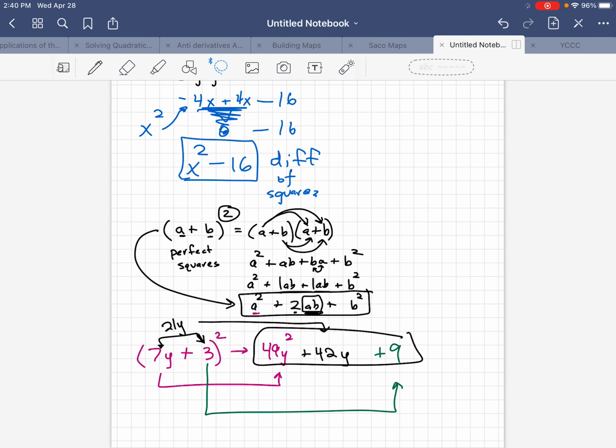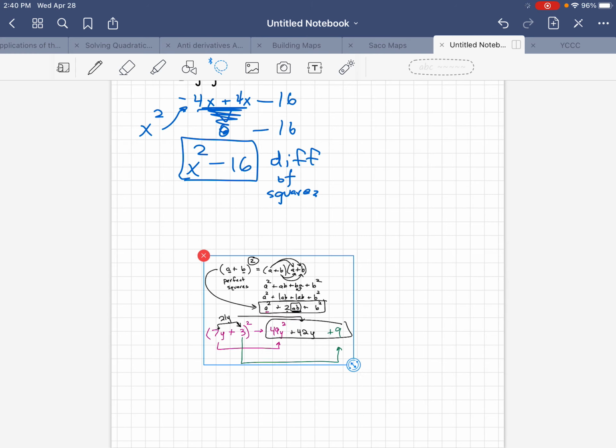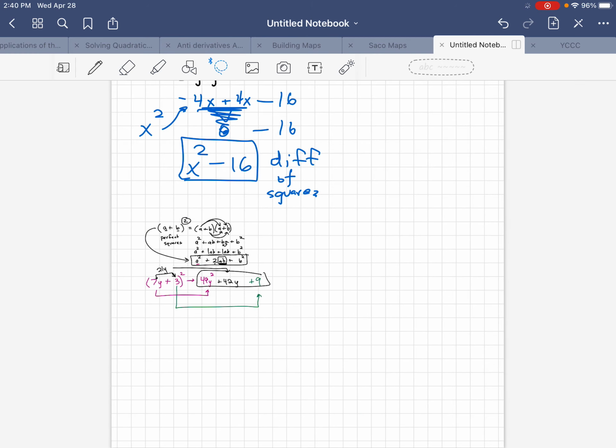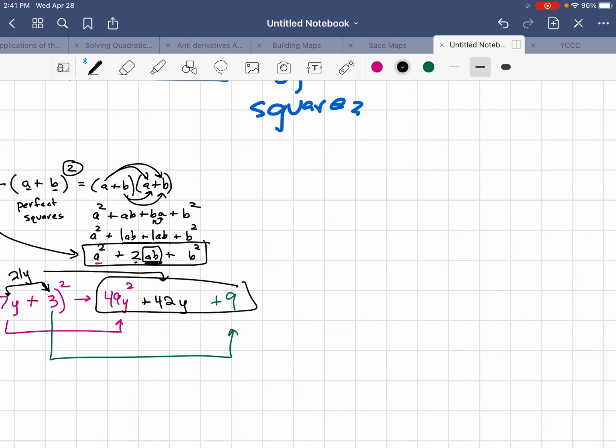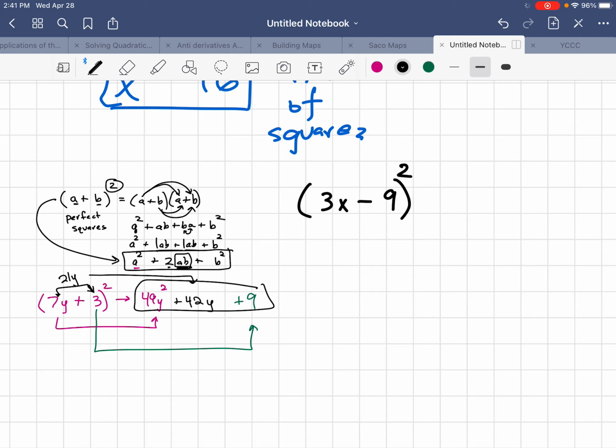Okay, so I'm going to shrink this down, and I'm going to try that again. Let's go with 3x minus 9 squared. Okay, a squared and b squared are easy. We're going to do this here, and that there. So I'm squaring 3 and x, which gives me 9x squared. I'm squaring a negative 9.